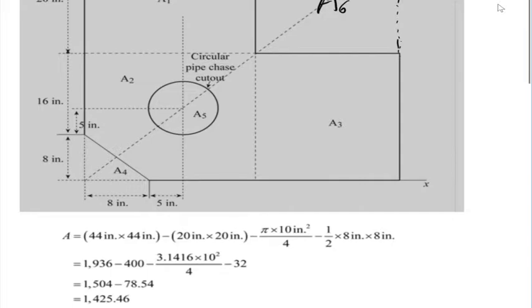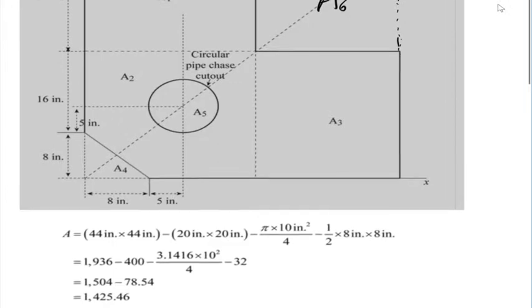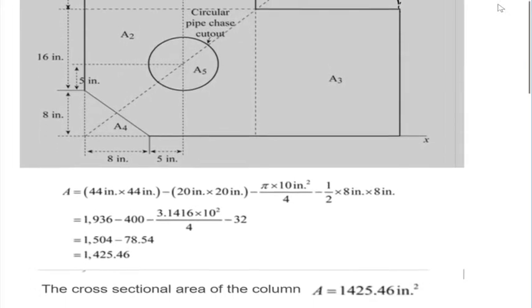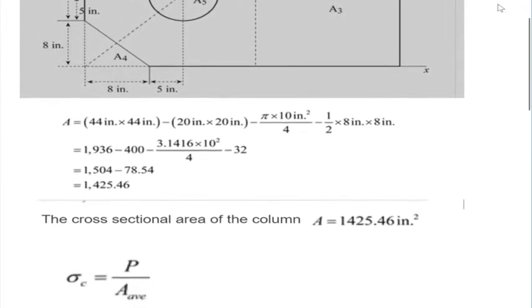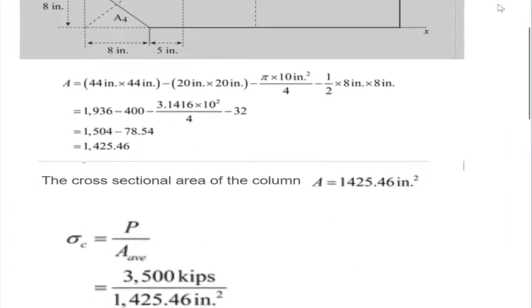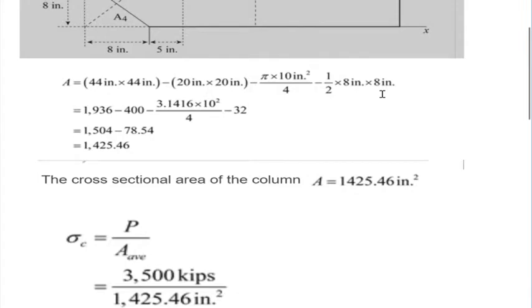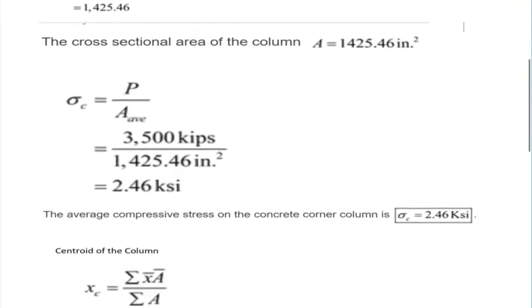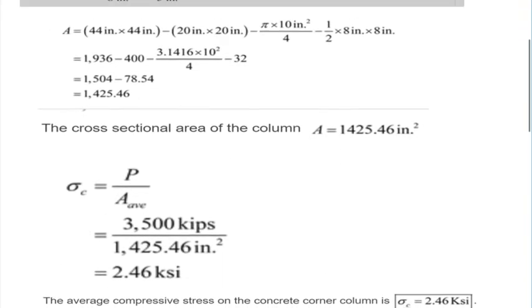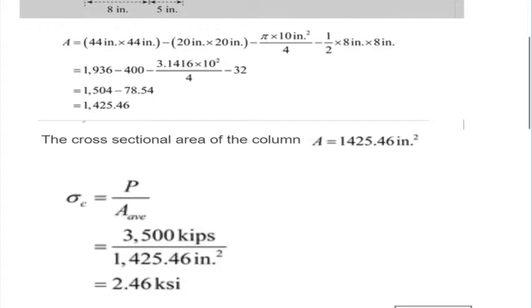Okay, so now, as I said, this is the formula of the stress, and we divide the load, 3,500 kips, by the cross-sectional area, and we find that the average compressive stress of the concrete would be 2.46 KSI.